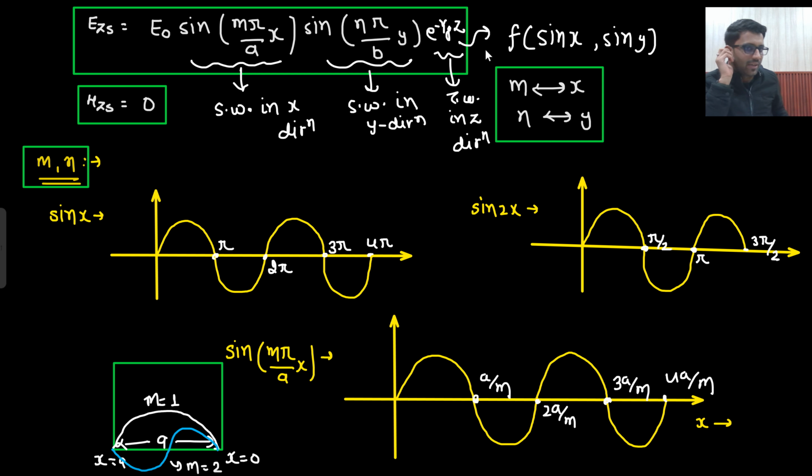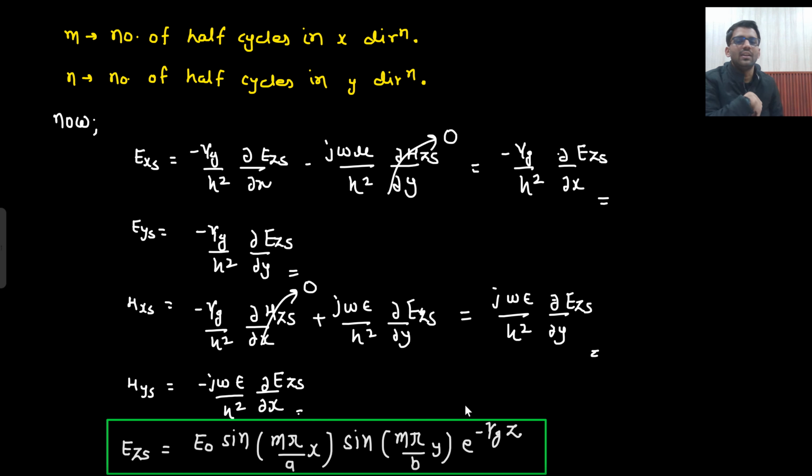What is the meaning of M and N? Number of half cycles it represents. Number of half cycles in X direction is M, number of half cycles in Y direction is N. Because if the M value was 1, then we were getting 1 half cycle only. If M value was 2, then we were getting 2 half cycles. In that manner we can understand. Then we find out EX, EY, HX and HY expressions. So those expressions we can find out.